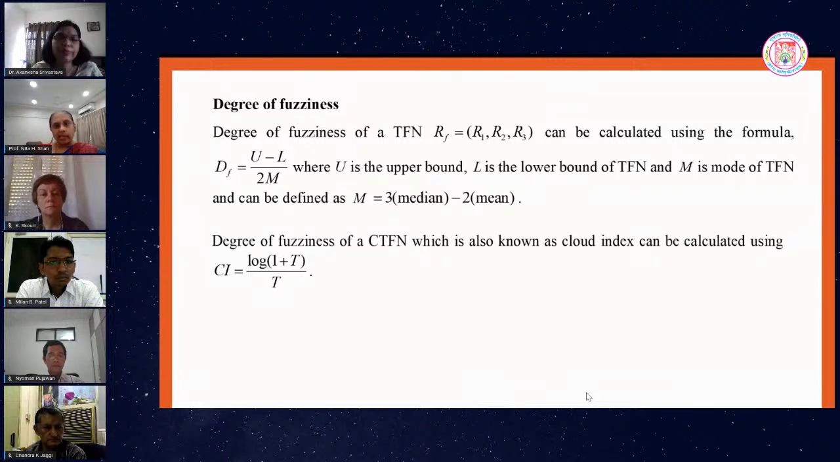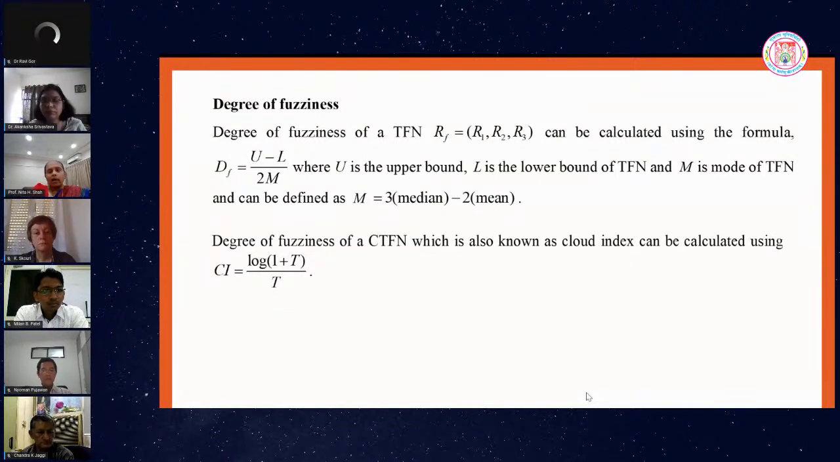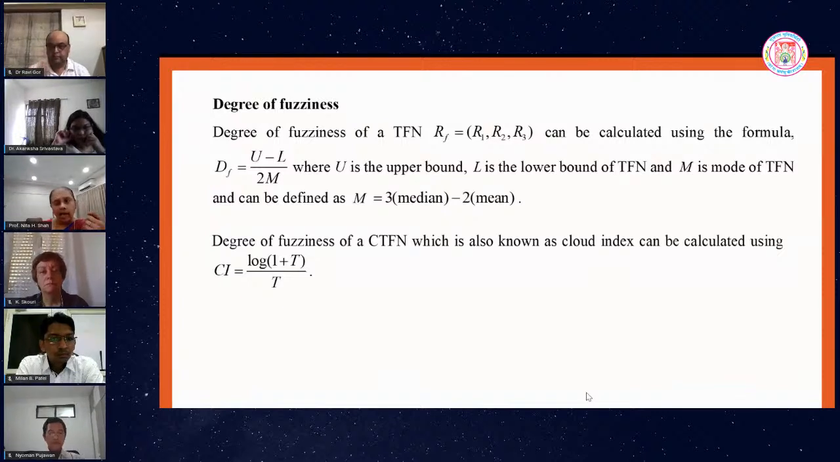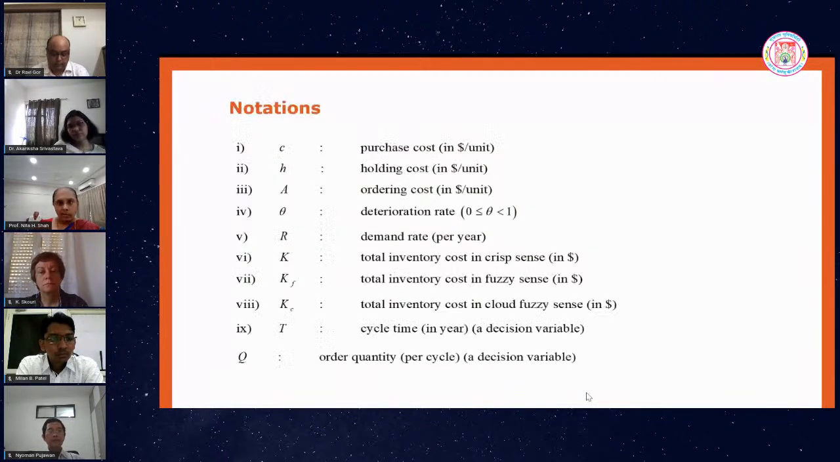Now, the degree of fuzziness of a cloud triangular fuzzy number, which is known as the cloud index, can be calculated using log 1 plus t upon t. So this says under a cloud fuzzy environment, the variation in the uncertainty depends upon the time. That is, for how much time this variation remains.